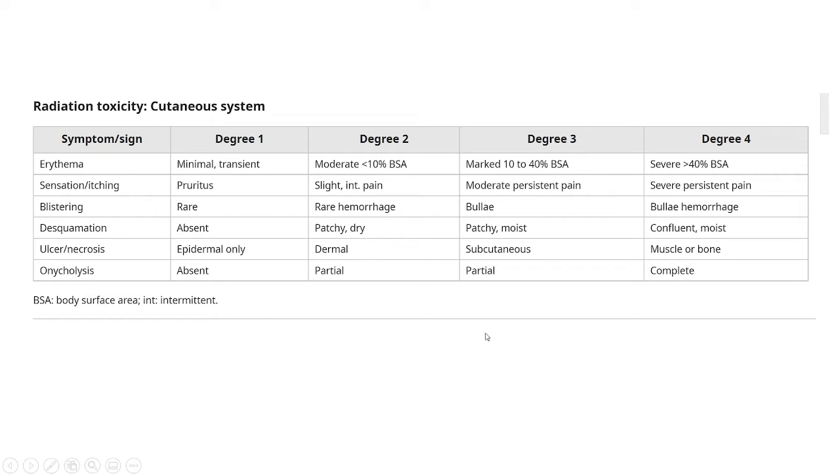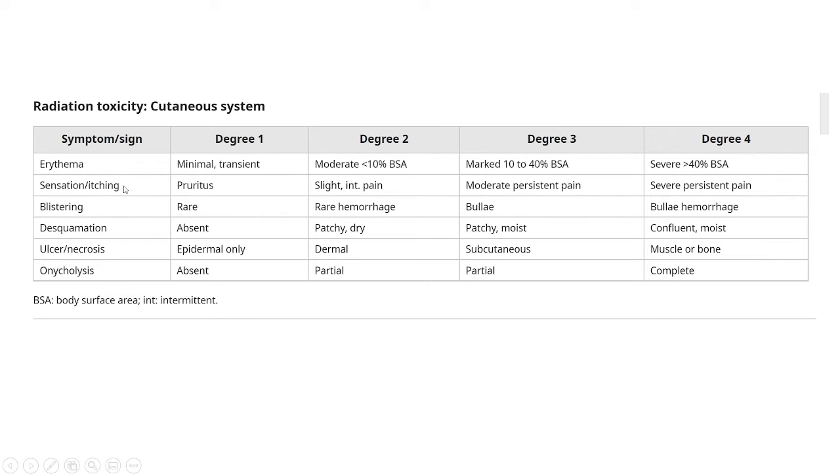Then various degrees of acute cutaneous radiation injury. Basically, the erythema, the body surface area will increase with every degree. In degree 1, there will be transient early erythema, which will recover very quickly. In degree 2, less than 10% of the body surface area will be involved. In degree 3, 10 to 40% of the body surface area will be involved. And in degree 4, severe, more than 40% of the body surface area will be involved.